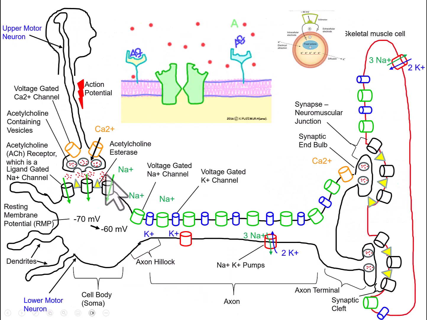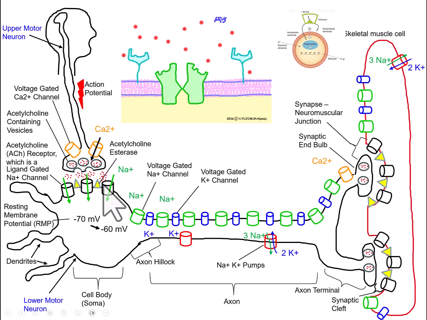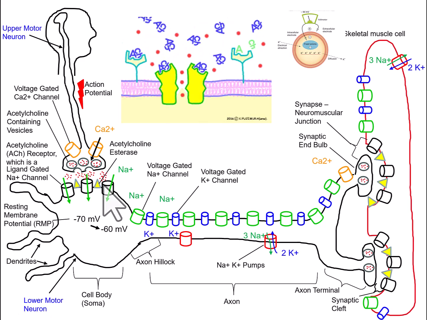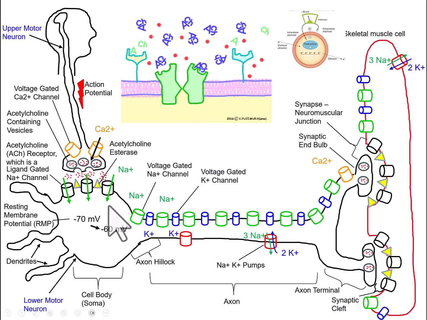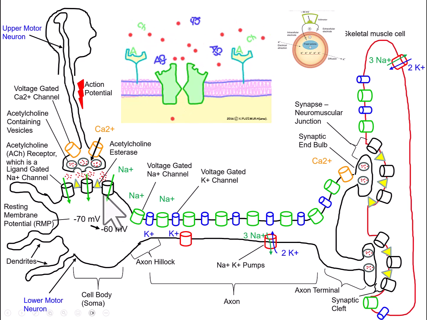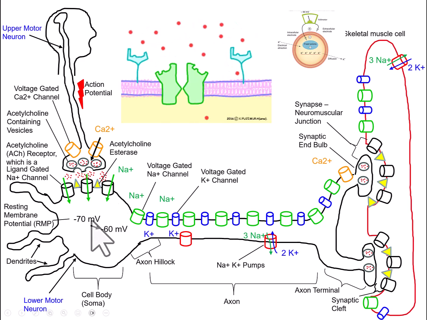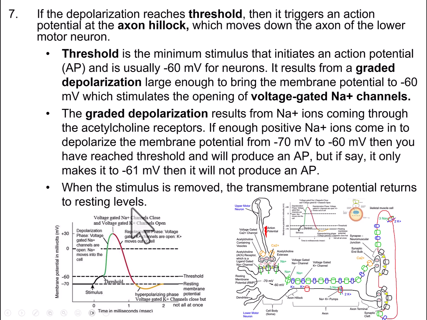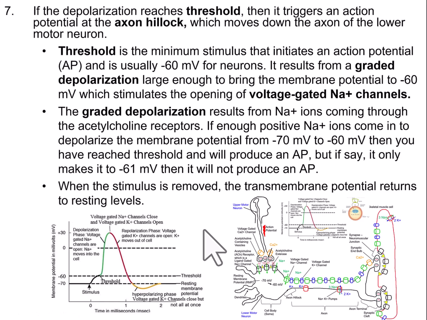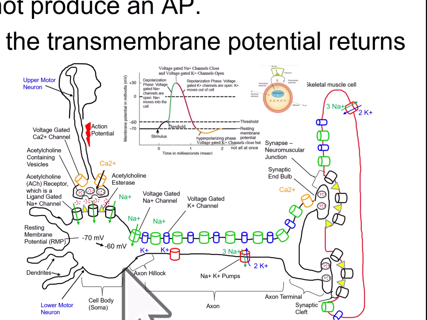So far, the acetylcholine is bound to the acetylcholine receptor, which is, like I said, a ligand-gated sodium channel. Sodium comes in, and it's going to make the inside here of the membrane less negative. It starts to depolarize it here. If this depolarization reaches threshold, then it's going to trigger an action potential at the axon hillock, which moves down the axon of the lower motor neuron. The threshold for a typical neuron is minus 60 millivolts.